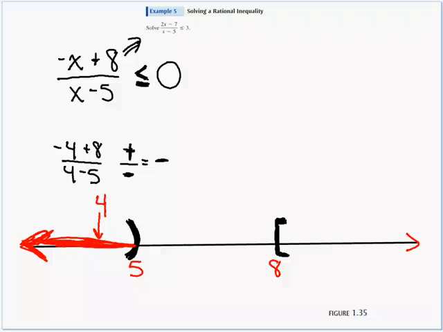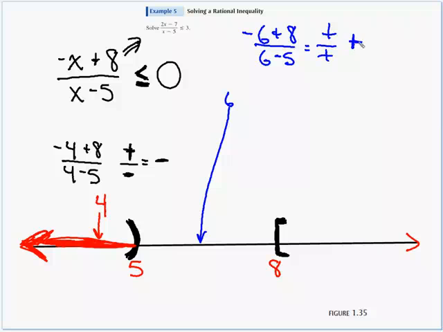Let's pick a number here in the center slot, a number between 5 and 8. Let's pick 6. And I'll come up here and use blue. So we're going to plug in 6 wherever we see an x. That's going to be negative 6 plus 8 over 6 minus 5. The numerator in this case will be positive. The denominator will be positive. That means we have a positive net result. Is a positive number less than 0? No, it's not. So that's not part of the solution.